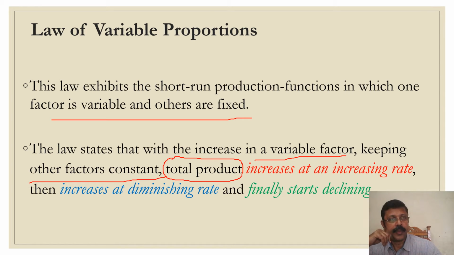That means you increase one input, all the other inputs remain the same. So what happens here is, when you keep on increasing one particular input alone in a production process, your output will increase. The total product will increase at an increasing rate initially, then it will increase but at a diminishing rate, and after a certain point of time it will start declining. This we have seen in the previous lecture. I have explained that with the help of a chart.